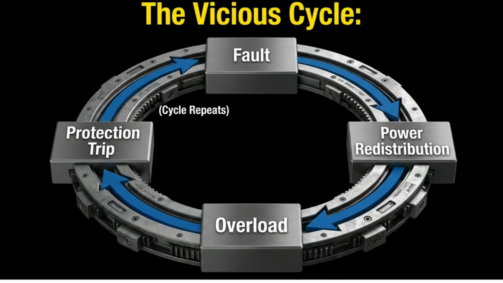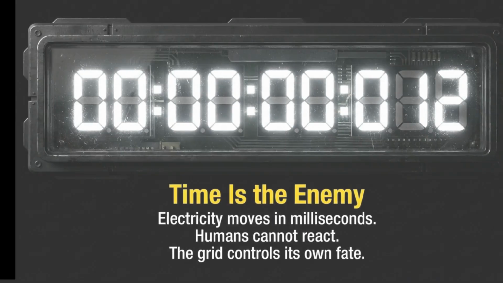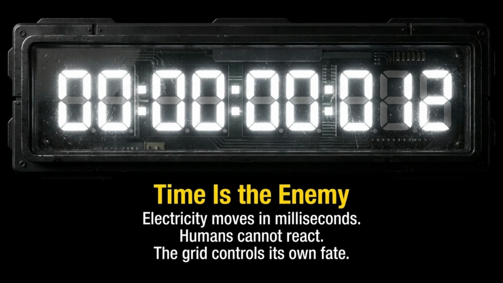Ultimately, we see a vicious cycle. A fault occurs, power is redistributed, lines overload, protection systems trip, and the cycle repeats. Time is the enemy. Electricity moves in milliseconds, faster than any human can react, leaving the grid to control its own fate through automated systems.